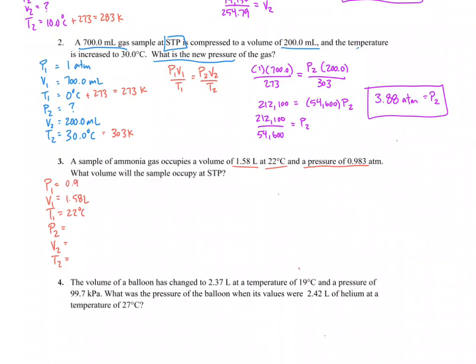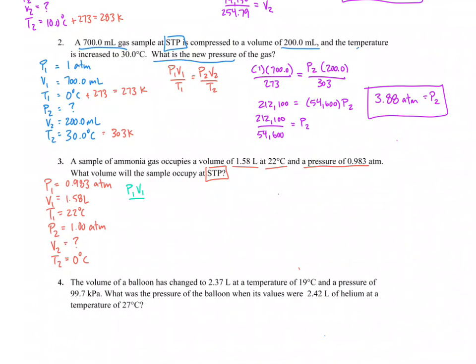0.983 atmospheres. What volume will the sample occupy? So it's telling you it wants to know the new volume at STP, standard temperature and pressure. All right, so standard temperature, 0 degrees Celsius. Standard pressure, well, if the starting pressure here is in atmospheres, this has to also be in atmospheres. So that means my new pressure is 1 atmosphere. That's standard pressure. All right, so I'm solving for the new volume.